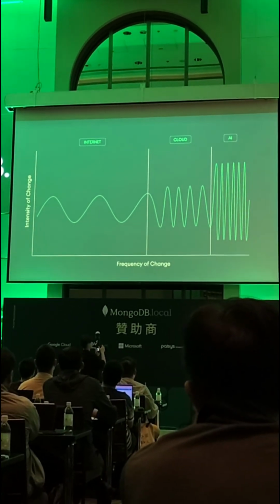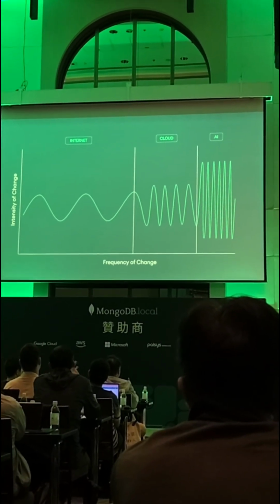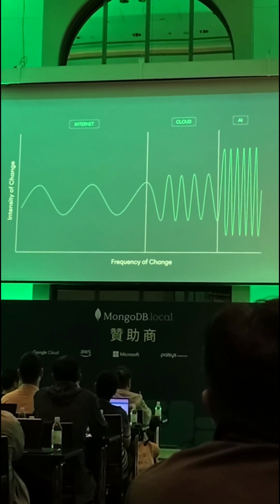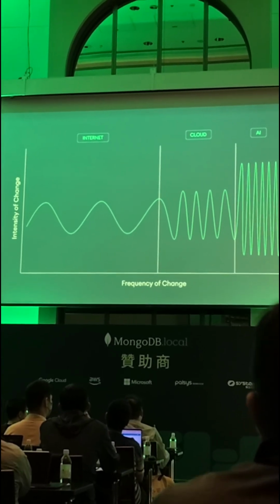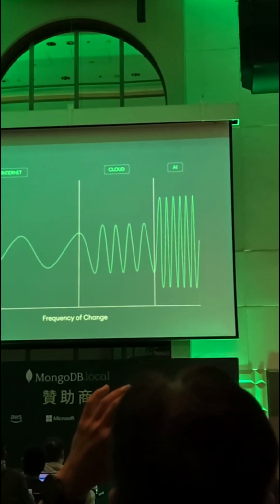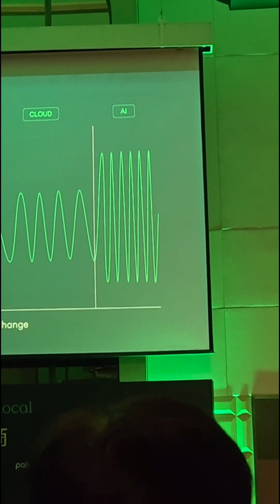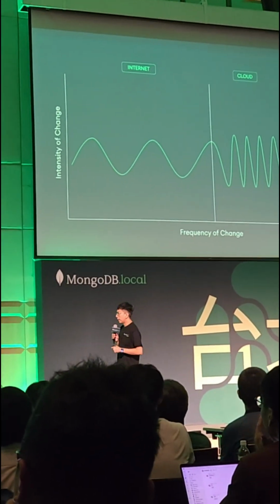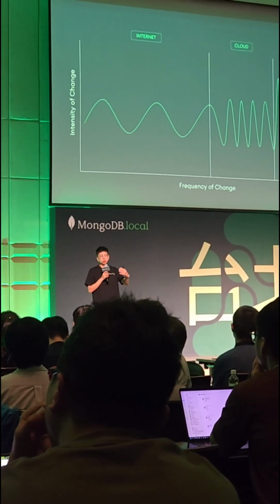So he is now talking about the intensity of the change and the frequency of the change, how things are developing. Previously the internet was changing very slowly, then cloud computing came, so the frequency of the change was more. Now it's the era of AI, and the frequency is a lot more than that. He is so young, and I think he is a regional manager or something.